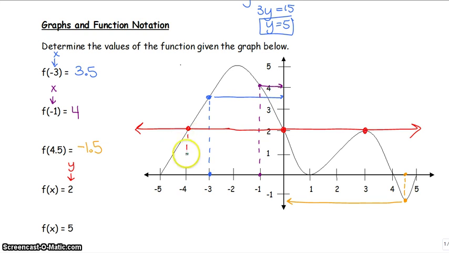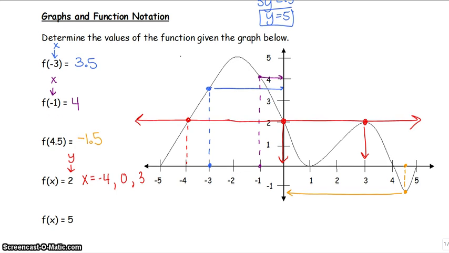So if I plugged in a -4, I would get a y value of 2. If I were to plug in 0, I would get a y value of 2. If I would plug in 3 for x, I would get a y value of 2. So there's 3 possible answers for x that would give me a y value of 2.